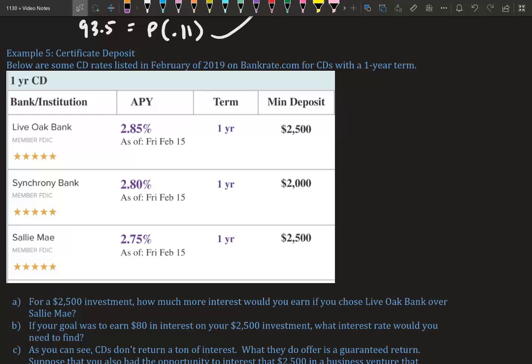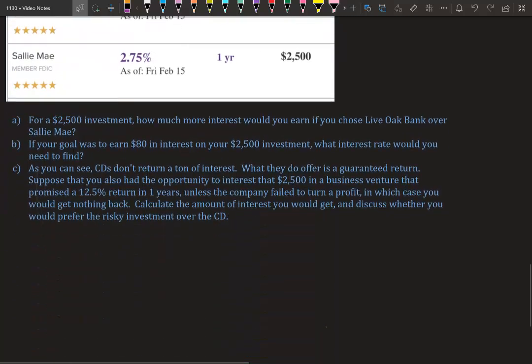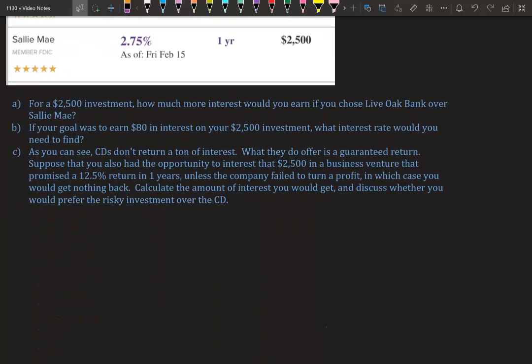Below are CD rates listed on February 2019 on bankrate.com. So this is for 1 year. So CD is a certificate of deposit. So Live Oak Bank, your annual rate is 2.85% if you deposit 2,500. Synchrony is 2.8% if you deposit 2,000. Sallie Mae is 2.75% if you deposit 2,500. For a $2,500 investment, how much more interest would you earn if you chose Live Oak over Sallie Mae?